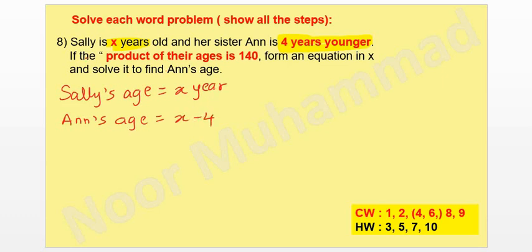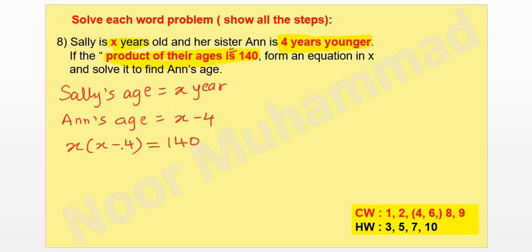Now what next? The product of their ages, so this is the main condition that will help us to make the equation. So the product of their ages is 140. Is means equal to, right? So I will multiply both of these. I will multiply x with x minus 4. I will multiply both the ages and it will give me 140.